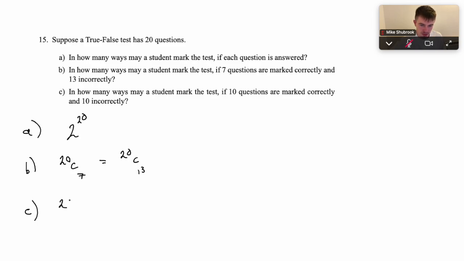And then exact same idea for part C. I have 20 questions and I choose 10 of them to be correct or incorrect, right? It's symmetrical.